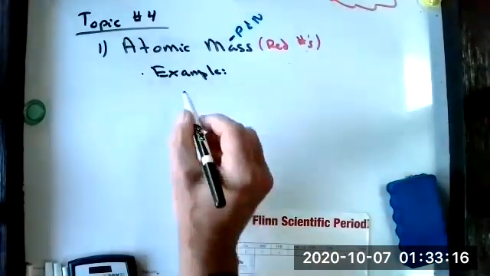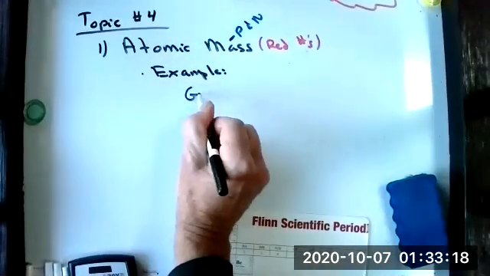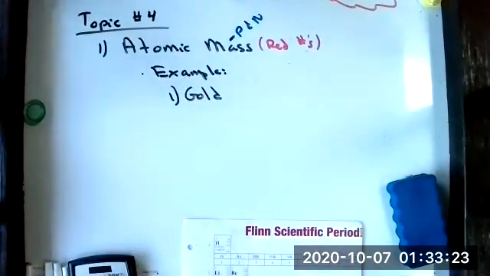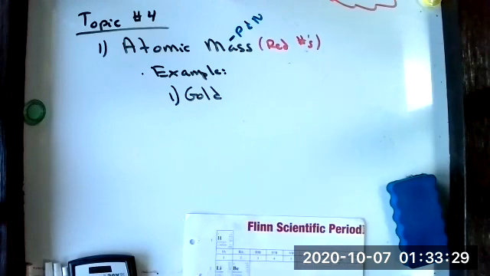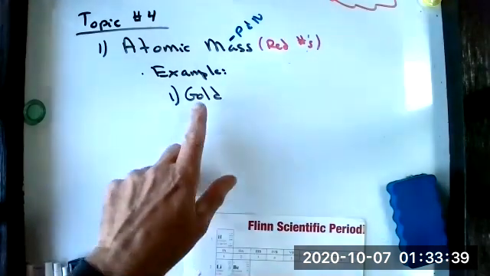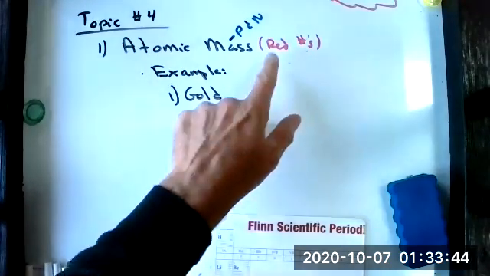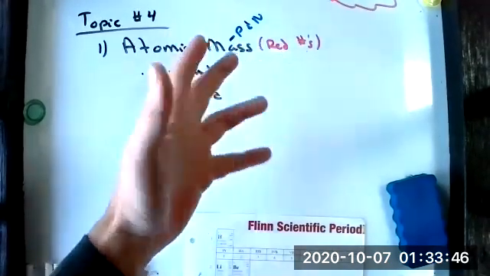Let's say they pick gold. We all love gold. We all want more gold. You can give me all the gold you have. I don't care. We're going to use our table now, and we're going to figure out what is the atomic mass for gold. Yes, I know, this is easy, because it's just the beginning of topic 4. We just need to find this guy on the table. We need to get the red number and round it off.